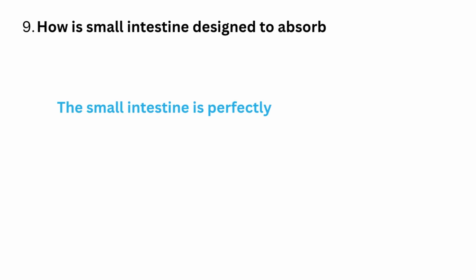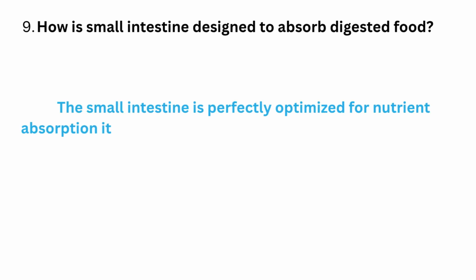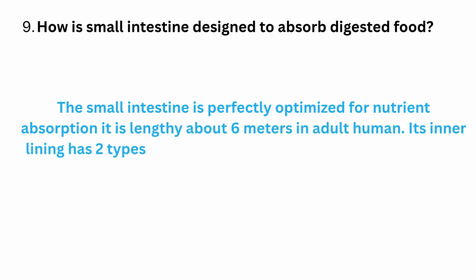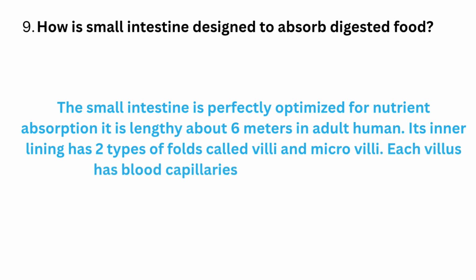How is the small intestine designed to absorb digested food? The small intestine is perfectly optimized for nutrient absorption. It is lengthy, about 6 meters in an adult human. Its inner lining has two types of folds called villi and microvilli. Each villus has blood capillaries and a lymph capillary.